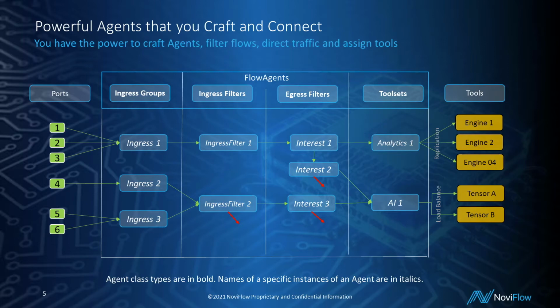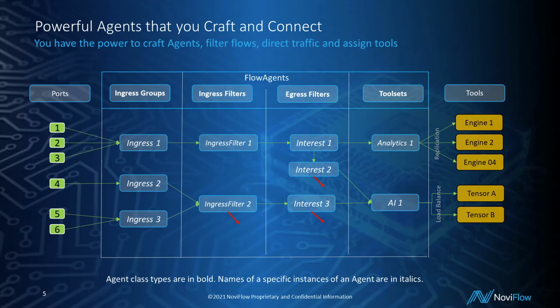Now we get to the user-defined packet processing. These are rules created by the user to identify what happens to the packets as they move through the system. So the 10 boxes in the center, starting with Egress 1, Egress 2, Egress 3, ending up with Analytics 1 and AI 1, are what we call agents, and they represent stanzas in the configuration file.